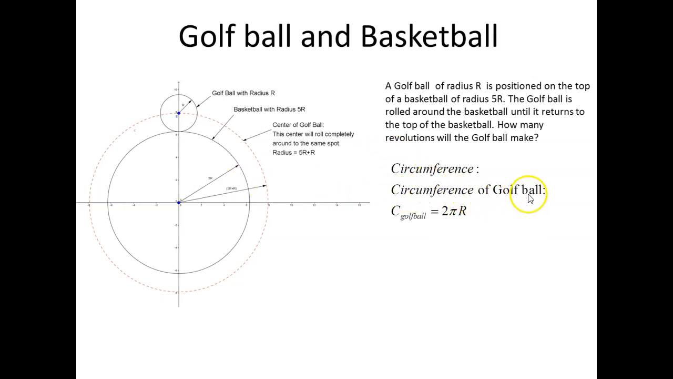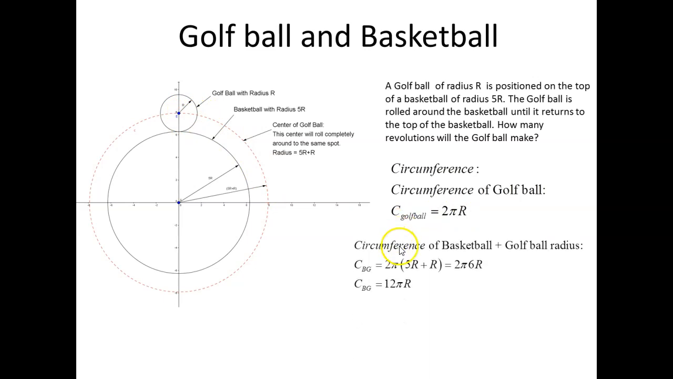So what's the circumference of the golf ball? The circumference of the golf ball is 2 pi times r. And what's the circumference of the basketball plus the golf ball? Well, that's 2 pi times (5r plus r). That's going to give us the circumference of this red dotted circle. And that's equal to 2 pi times 6r, which is equal to 12 times pi times r.